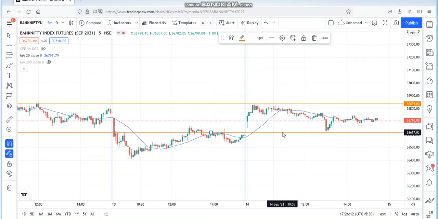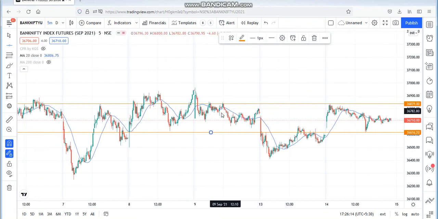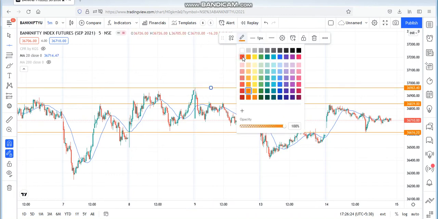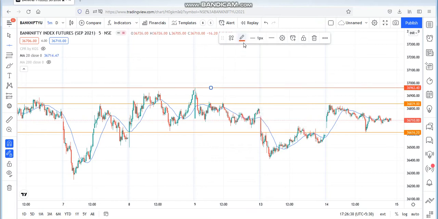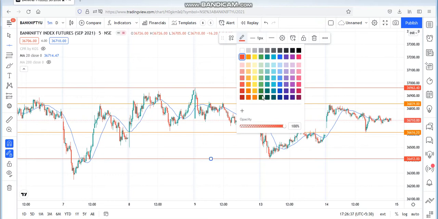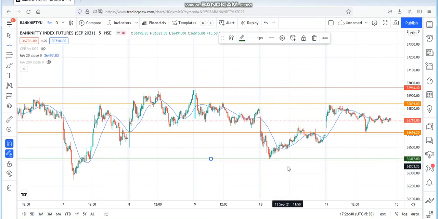And next one is supply and demand zone. Again we have to mark. We have to look at the last 4 days chart. This is the nearest supply zone. Supply zone normally we keep in red color, and this is the demand zone. We can see this is the demand zone. Here I am changing the color to green. Okay.